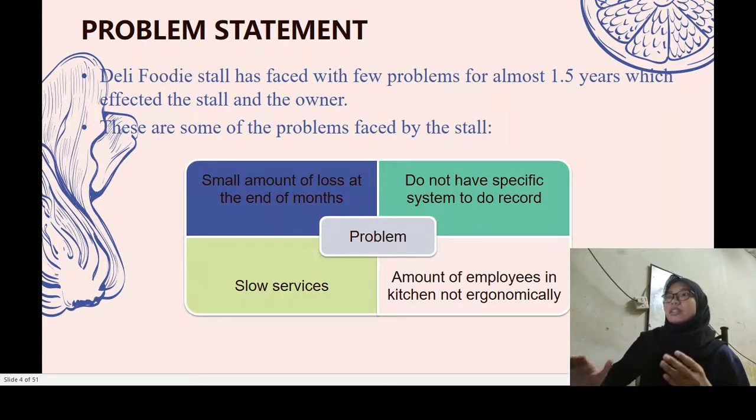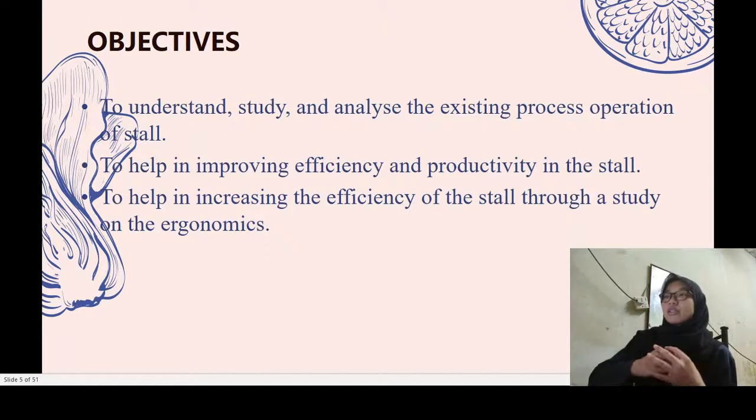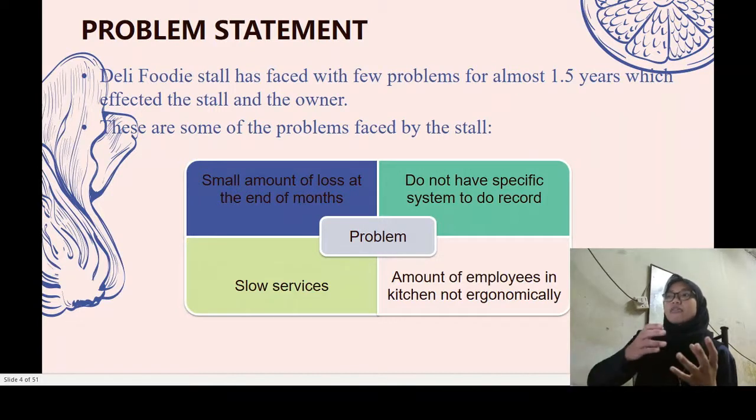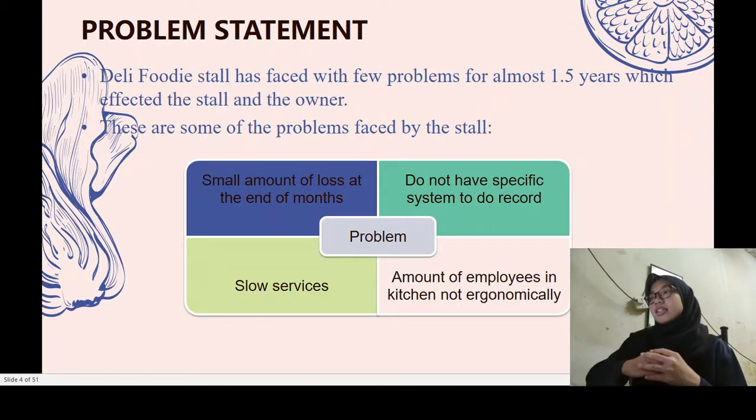And this is the problem statement in this project. This stall has faced a few problems for almost 1.5 years which affected the stall and the owner. These are some of the problems faced by the stall. Firstly, a small amount of loss at the end of the month. Second, this stall does not have a specific system to do records. Third, the stall is low in service, and lastly, the number of employees in the kitchen is not economical.